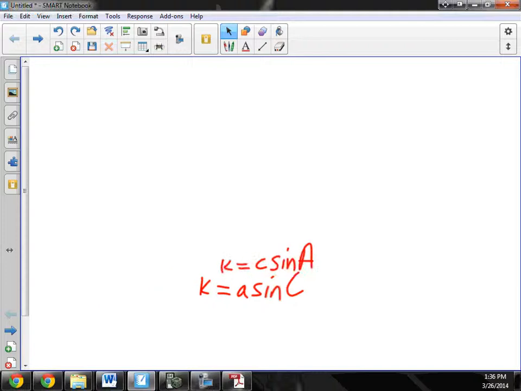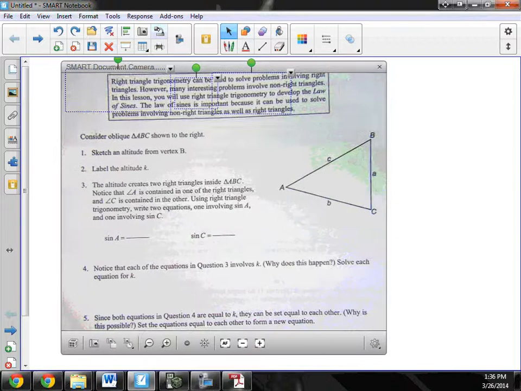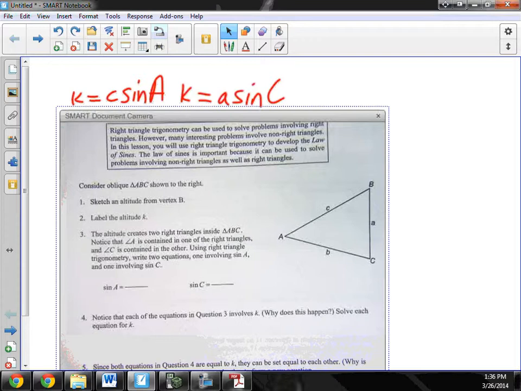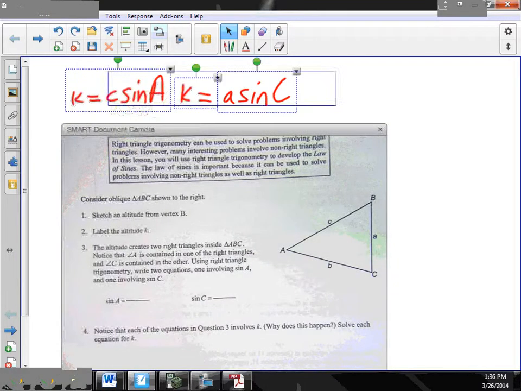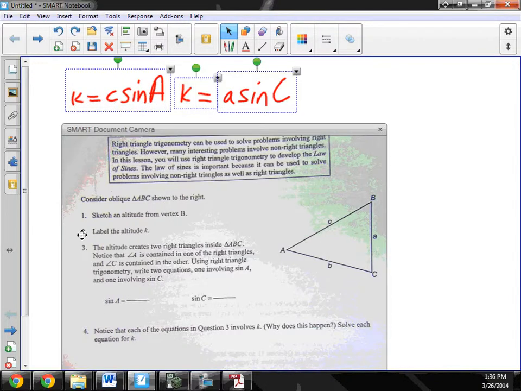Okay, I'm going to get rid of most of this. Oops. Didn't mean to get rid of that. Oh, shoot. Sorry. Okay.